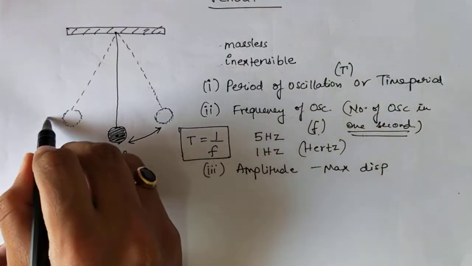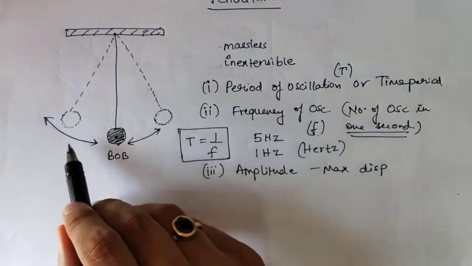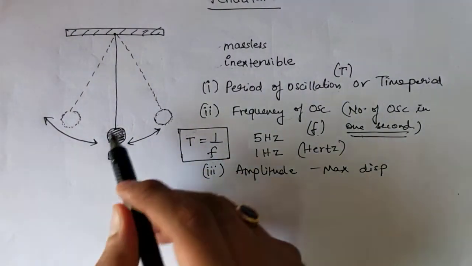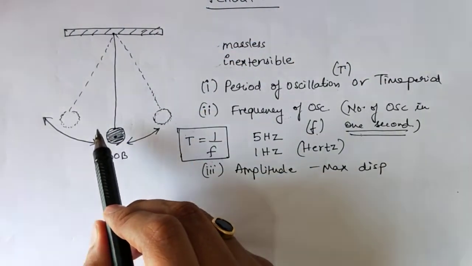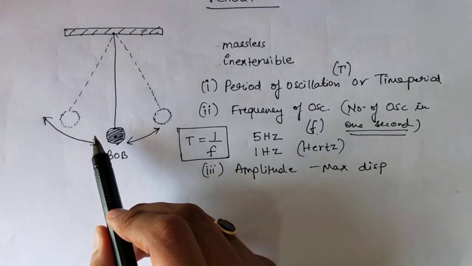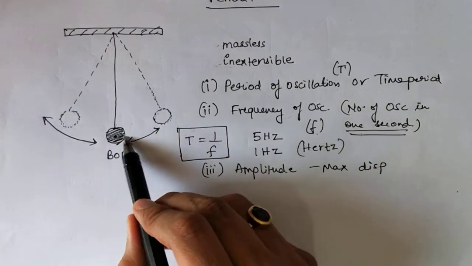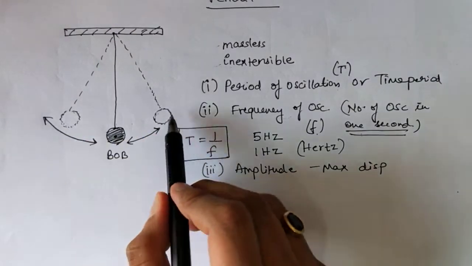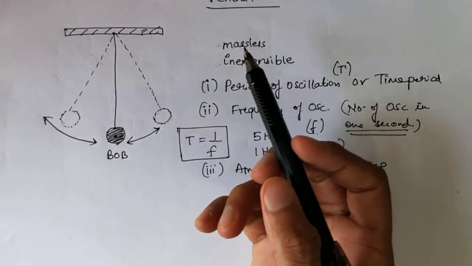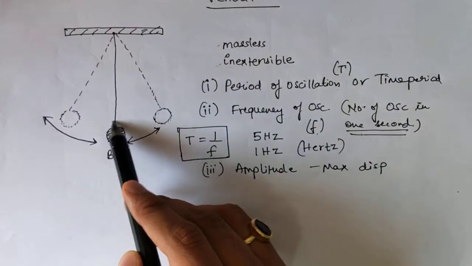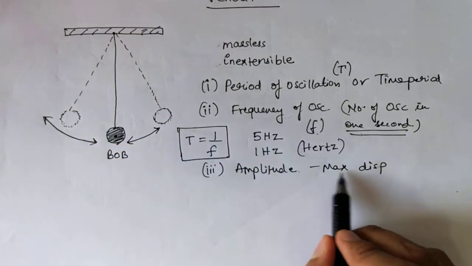Or for example, this bob may go up till this height. So this is the maximum displacement of the bob from its mean position. This is the mean position of the bob. And the maximum displacement it makes is called the amplitude. This was just an example to show that this is a small displacement, a big displacement. Displacement can be anything depending upon the size of the pendulum. So amplitude is displacement on either side.